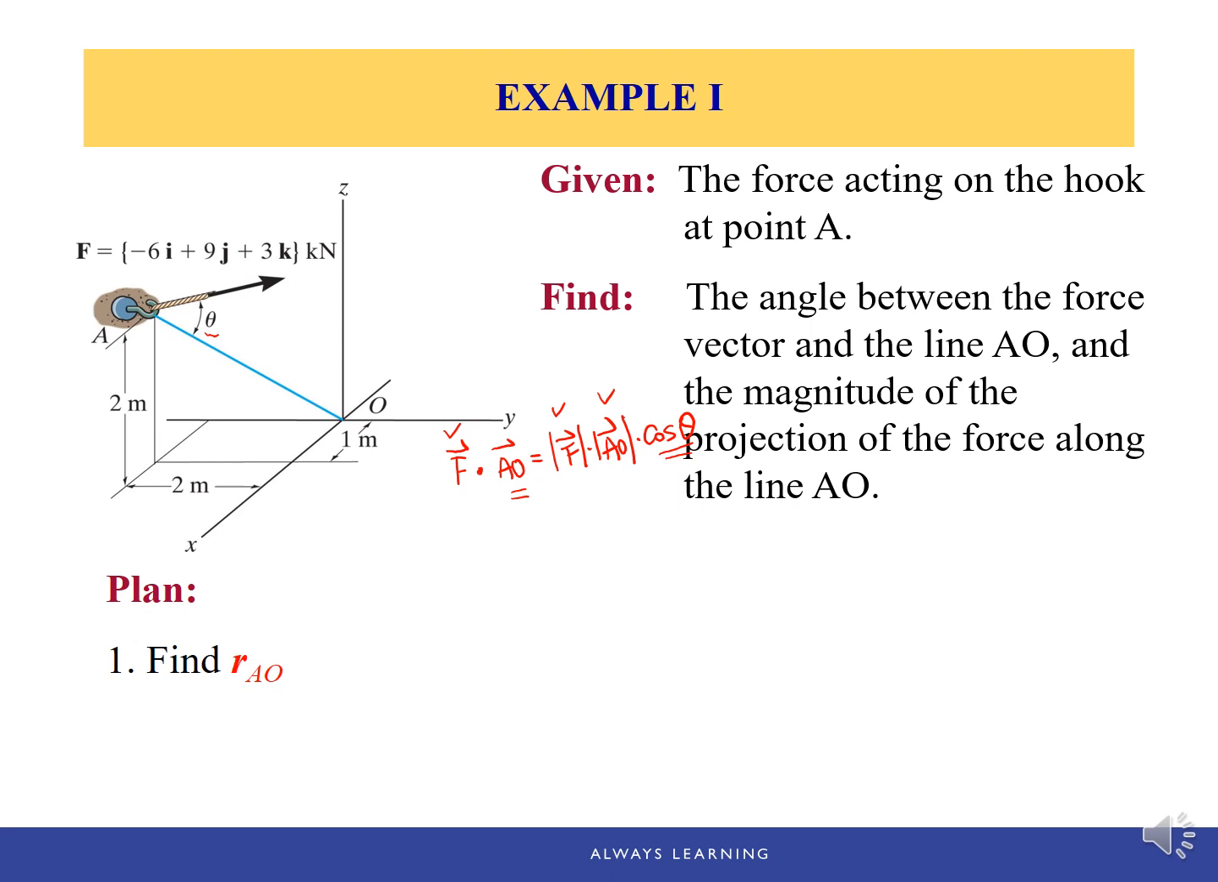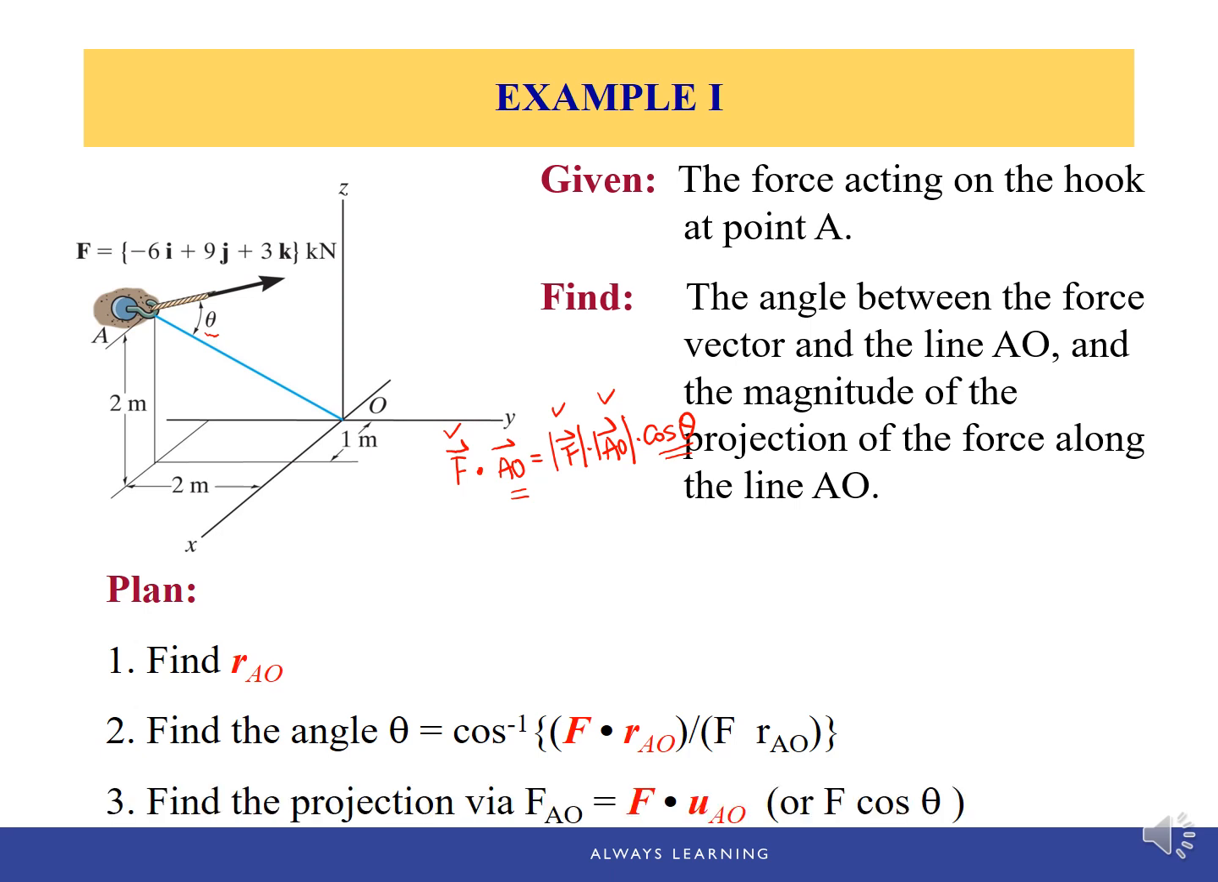So the first step is to find the position vector between the points A and O, which is r_AO. Then we can find the angle using the inverse cosine of the dot product over the product of the magnitudes, and then we can find the projection of the force using the dot product. Again, it's F dot the unit vector of that direction, not the position vector in that direction. Or we can use F times cosine theta directly to find the projection. The answer will be the magnitude, which is a scalar.